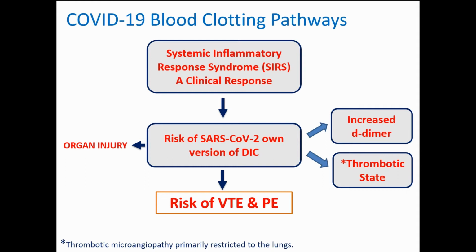We call it SIRS. Actually, that is a clinical response, okay? And what it means is that SARS-CoV-2 is capable of, and I repeat, capable of producing its own version of DIC, which needs to be revisited. Consequently, you see organ injury. So in this level of DIC, the most important laboratory marker is D-dimer.